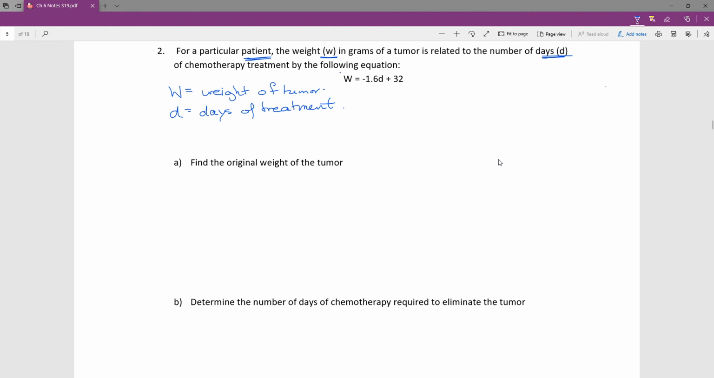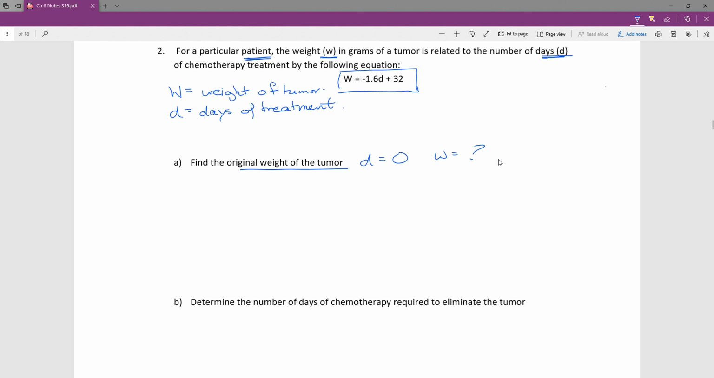We don't have to mathematically model, we don't have to come up with the equation. It gives us this linear equation. So it says here, find the original weight of the tumor. Well, that would be on day 0. And so what I'm going to do now is solve for W when day equals 0. It's the first day. There has been no treatment yet.